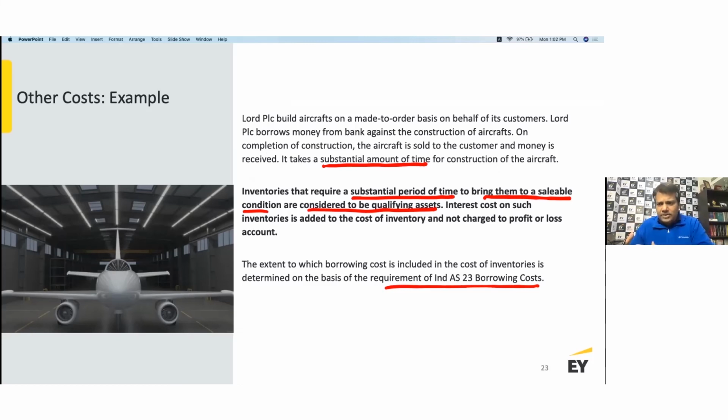And then we talked about these other costs like interest, right? And when do you need to allocate interest? You allocate interest when they take a substantial period of time. We talked about another example when you're actually buying goods on credit. If you're buying goods on extended credit, then there is an interest cost which is embedded as part of the cost of purchase that you need to exclude.